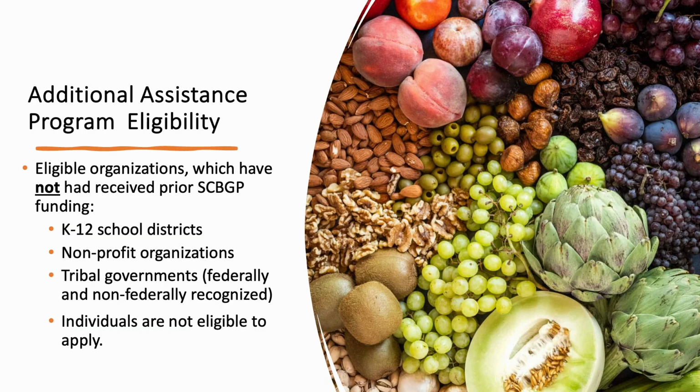The Additional Assistance Program has its own RFCP with separate submission deadlines and eligibility criteria. Eligible organizations include K-12 school districts, nonprofit organizations, and tribal governments, both federally and non-federally recognized. Most importantly, we would like to emphasize that applicants to the Additional Assistance Program are eligible to receive one-on-one technical assistance during the concept proposal process and beyond. We highly encourage you to email grants@cdfa.ca.gov as soon as possible to begin receiving this assistance in the form of an email, phone call, or video call.